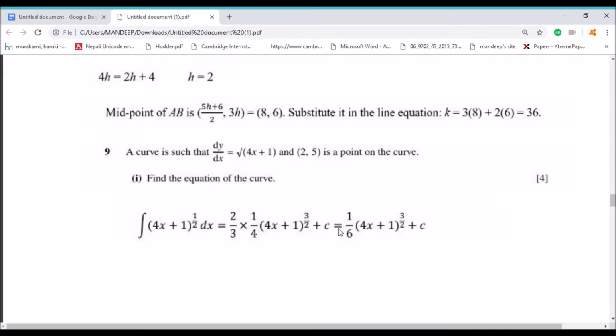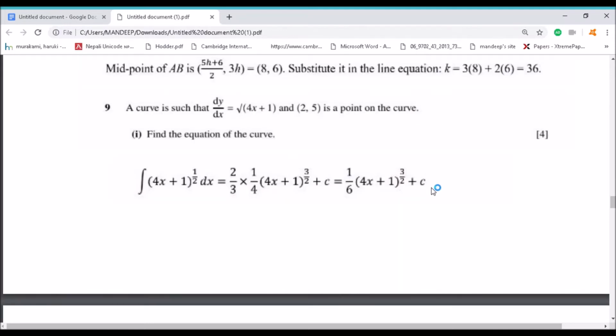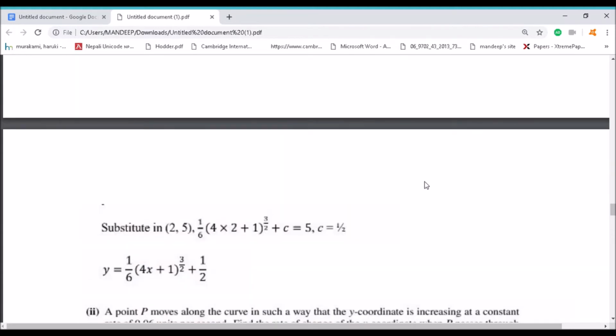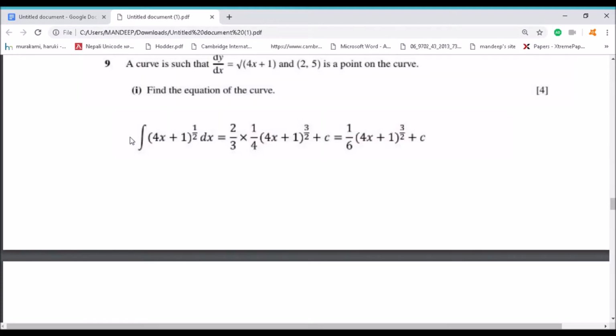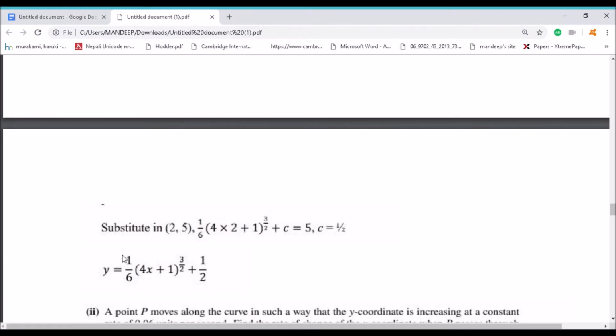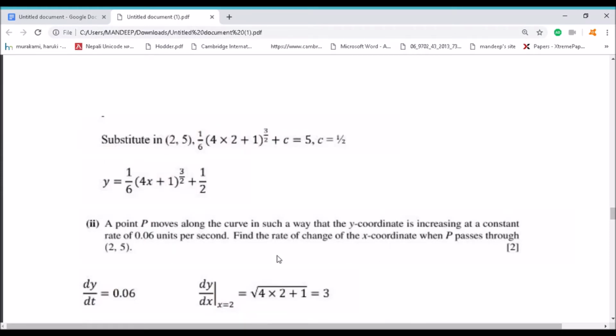And after this, we will have 1 over 6 (4x + 1)^(3/2) + c. Now substitute in (2, 5). So we just substitute. We have the equation here, and we replace y by 5 and x by 2, which is going to be 1 over 6 (4 times 2 + 1)^(3/2) + c. So we find the value of c here, so c is going to be 1 over 2. So after that we have the equation of the curve.